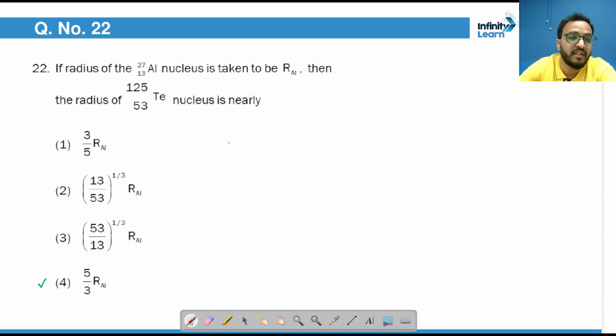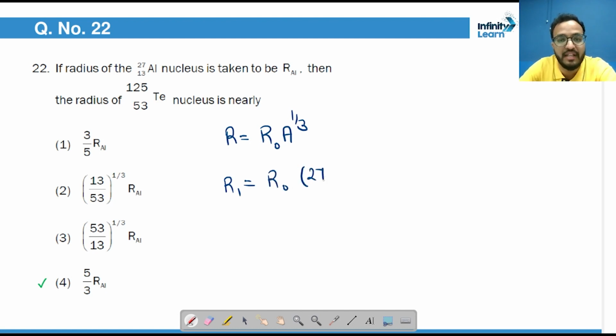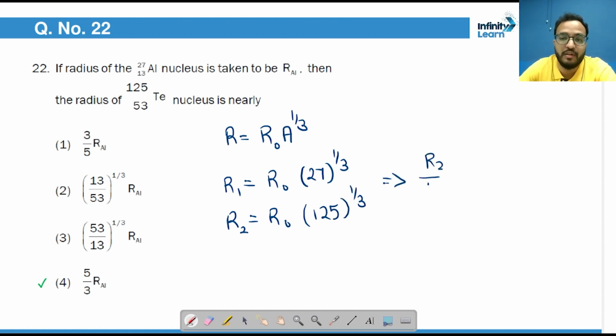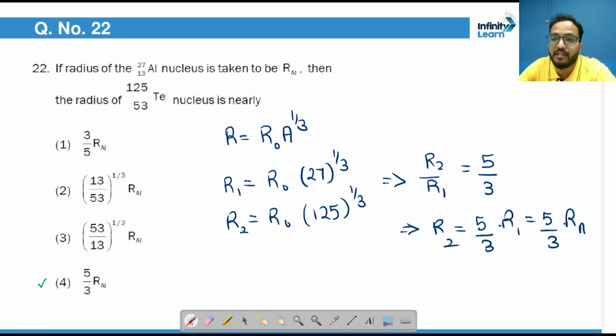Now what they are saying is this. There's a relationship, students, that the average radius of the nucleus is R naught A to the power 1 by 3. A is the atomic mass number, right? So for aluminium, R1 is equal to R naught into 27 to the power 1 by 3. For beryllium, it will be R naught into 125 to the power 1 by 3. Now if you take the ratio, R2 by R1 will become 5 is to 3, and from there R2 will be 5 by 3 times R1, or 5 by 3 times the radius of aluminium.